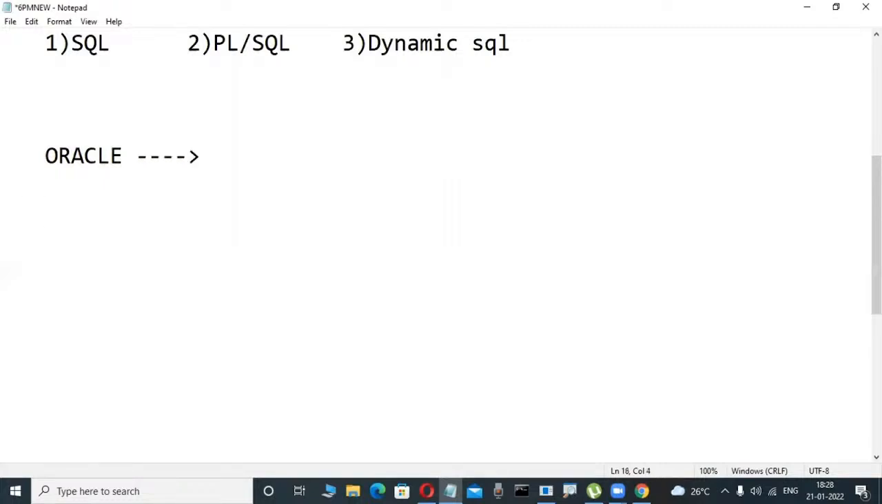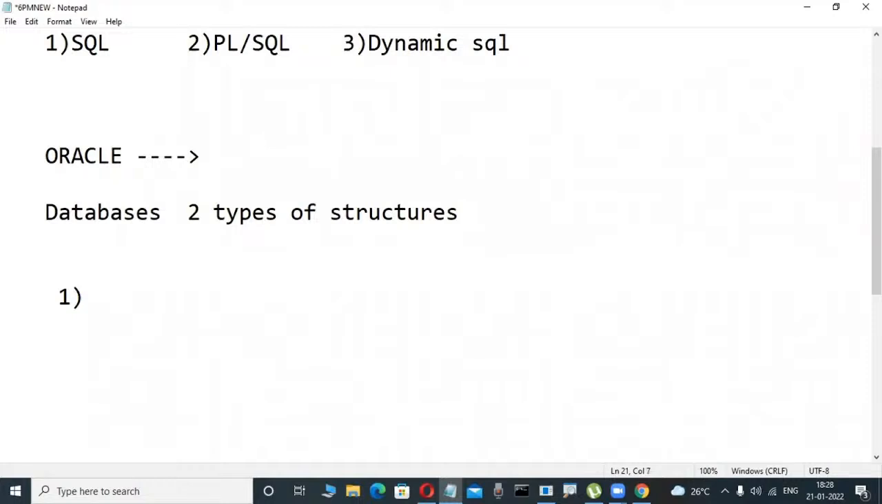But unfortunately, these databases have two types of structures. You must be familiar with this before we start our courses. Two types of structures. Don't write it, just observe it here. One is, maybe anybody has an idea? Suppose you are taking Oracle, SQL Server, MySQL, DB2, any relational database software you are installing in your system, two types of structures are there. One is logical structure.